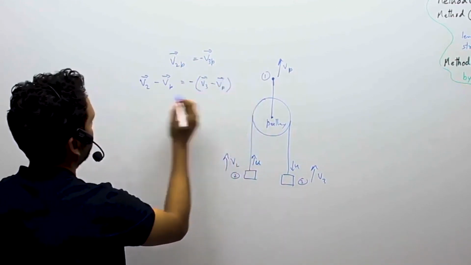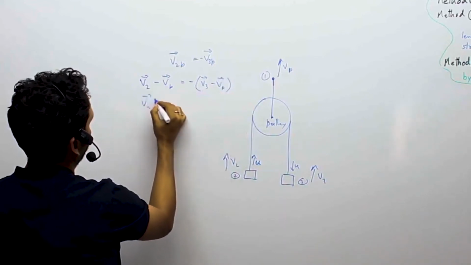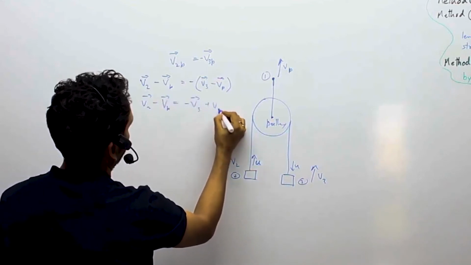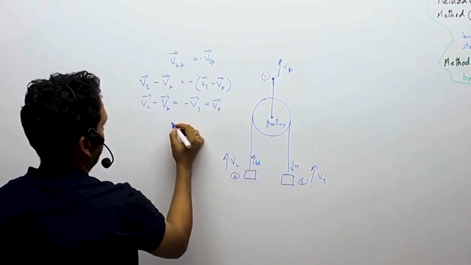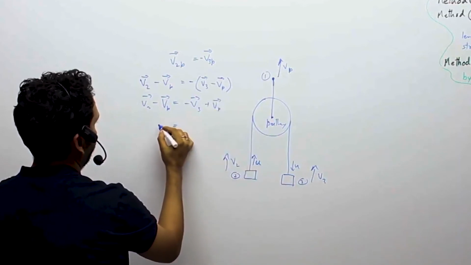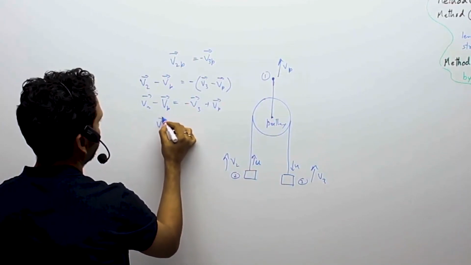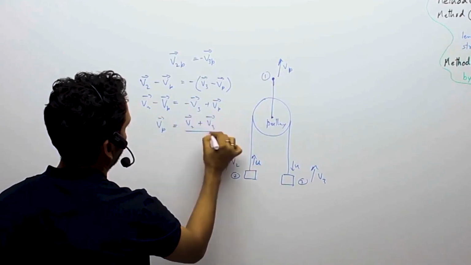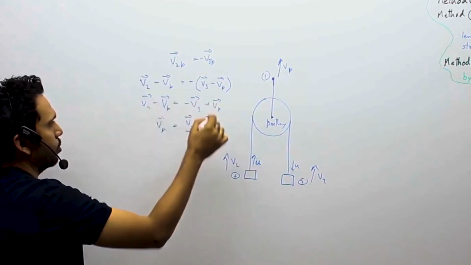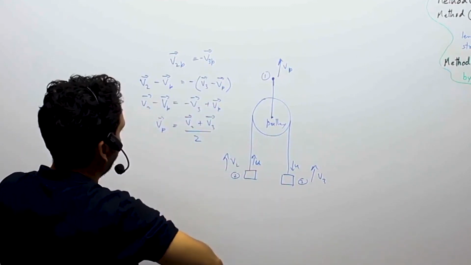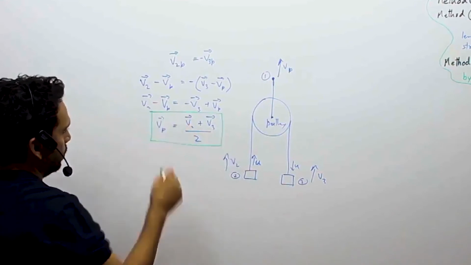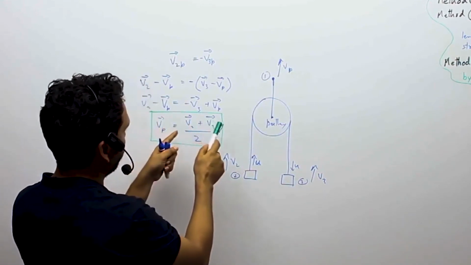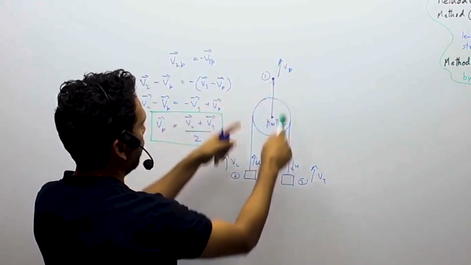So what do we get over here? What we get over here is v2 minus vp is equal to minus v3 plus vp. If we rearrange and write, we'll get velocity of pulley is equal to (v2 plus v3) divided by 2. This goes on the other side, that goes on this side. So this is an important relation. What we are getting over here is, and since all of them are in straight lines, so this is a vector equation. So I've taken everything up, up, up.